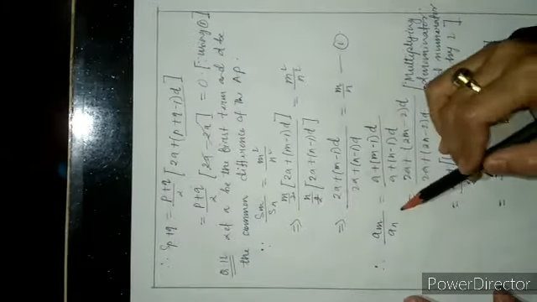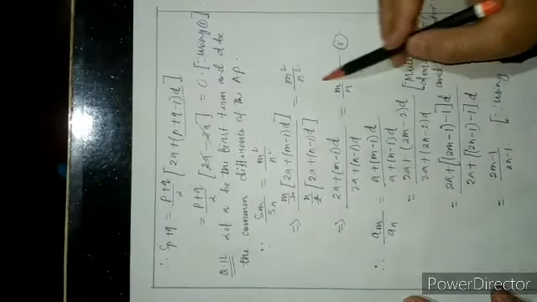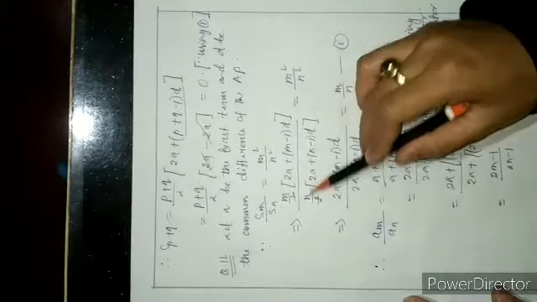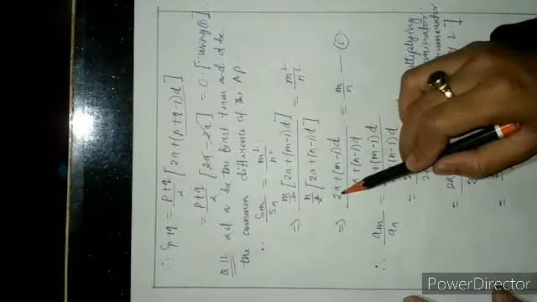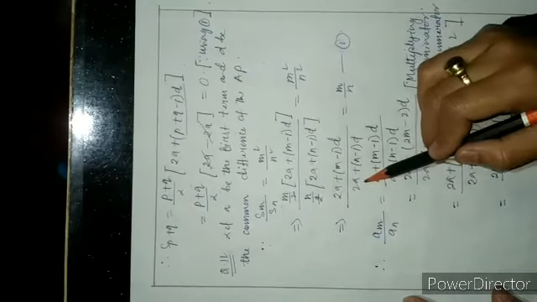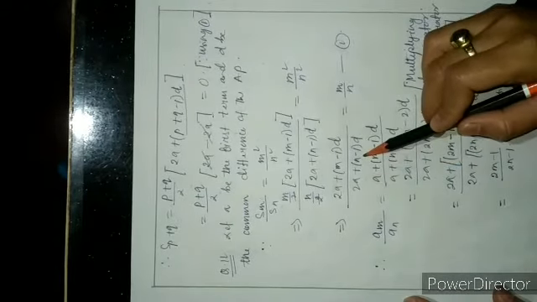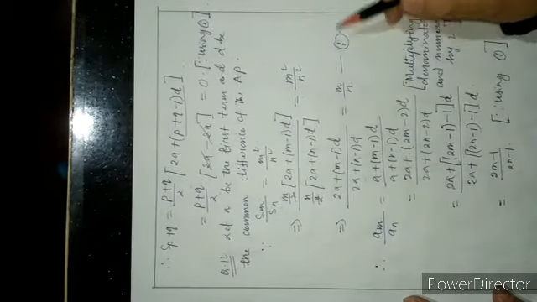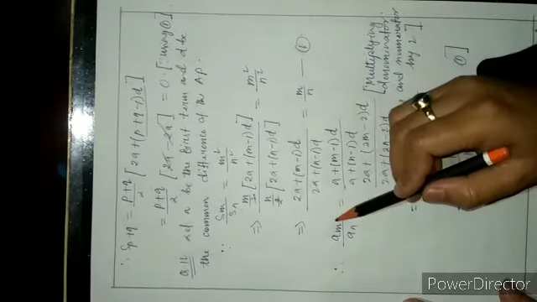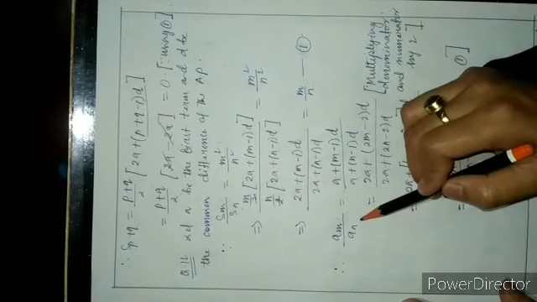2 cancels, m cancels with m square, and n cancels with n square. We have 2 times of a plus m minus 1 d divided by 2 times of a plus n minus 1 d is equal to m by n. Equation number 1.